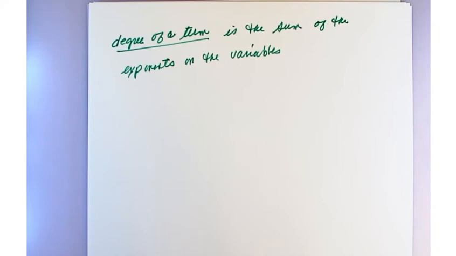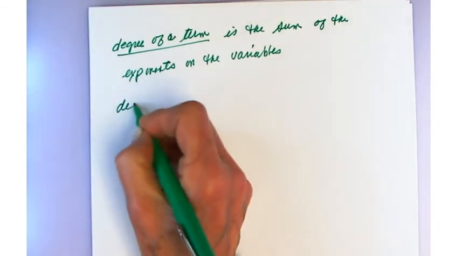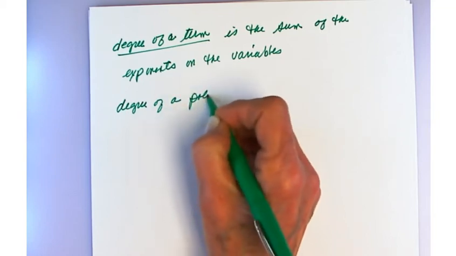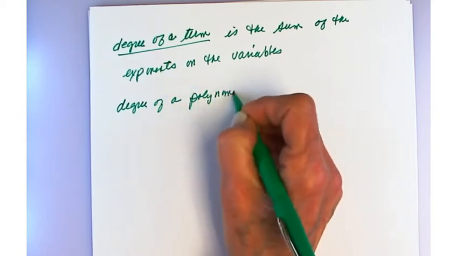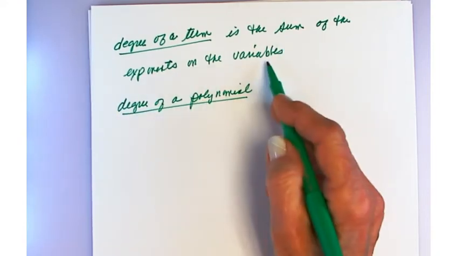So I don't exactly know why they stated that, but they did. The degree of a polynomial, this is the sum of the exponents on the variables, so the degree of a term.